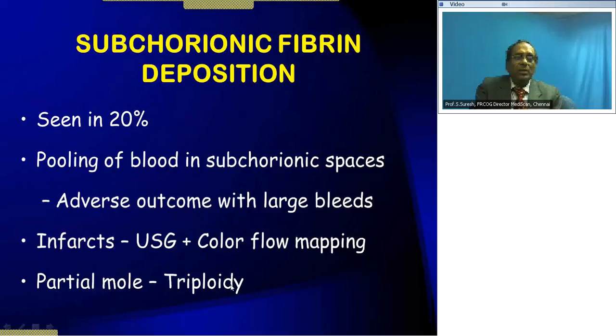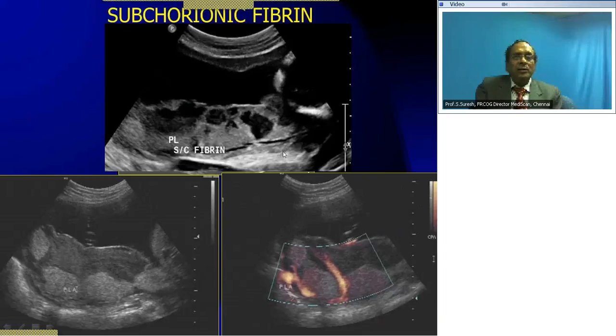where using ultrasound and color flow, you probably could try to decipher. It could also be mistaken for partial mole or triploidy. So here is a classical example of subchorionic fibrin. The basic difference between this and maternal lakes is that there is no blood flow inside. There is no blood flow in these cystic spaces, whereas in maternal lakes there will be constant blood flow.